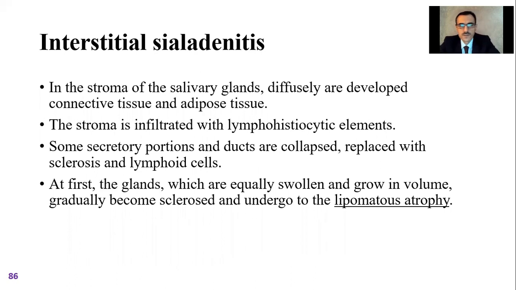In the stroma of the salivary glands, connective tissue and adipose tissue develop diffusely. The stroma is infiltrated with lymphohistiocytic elements. Some secretory portions and the ducts are collapsed, replaced with sclerosis and lymphoid cells. At first, the glands are equally swollen and grow in volume, then gradually become sclerosed and undergo lipomatous atrophy.